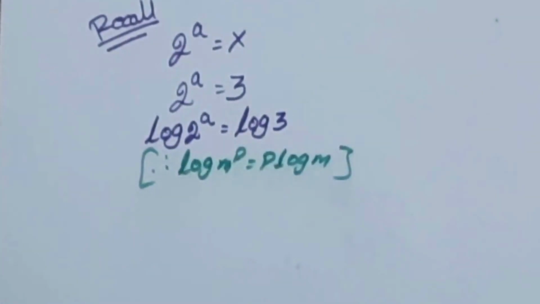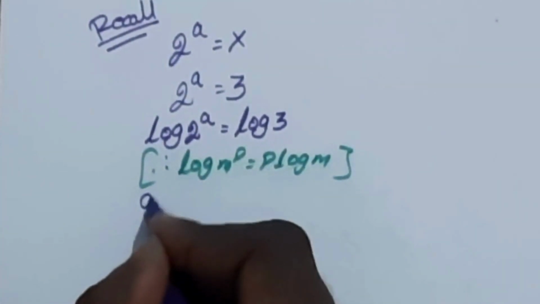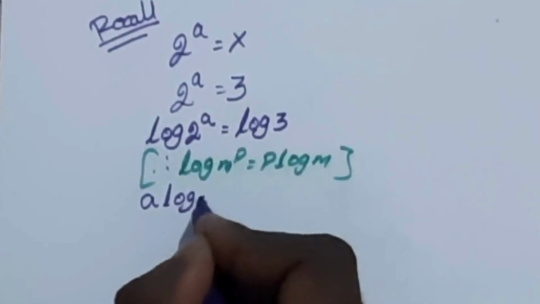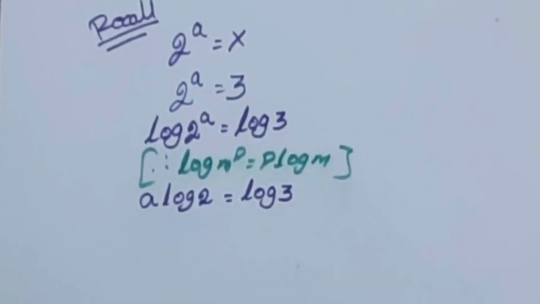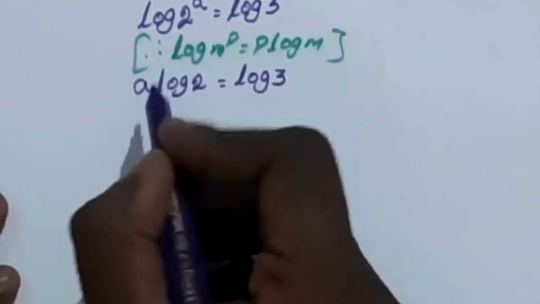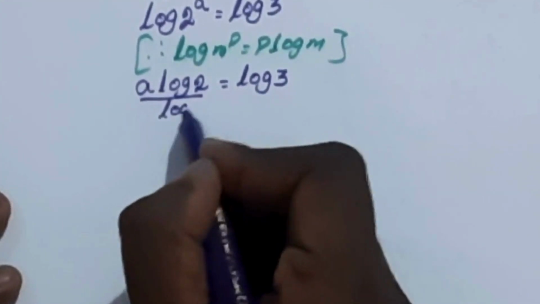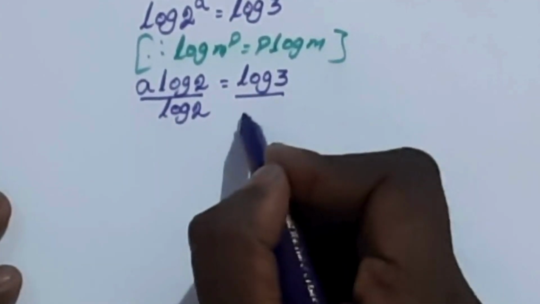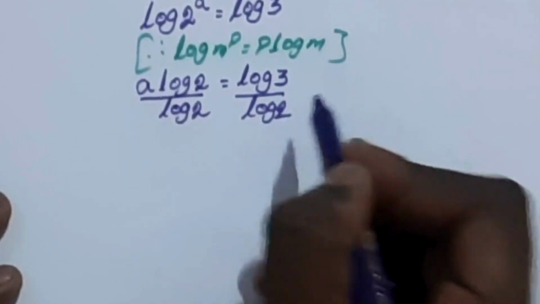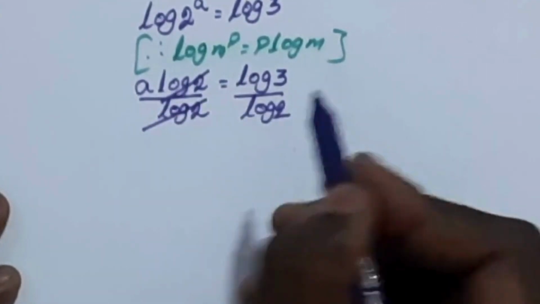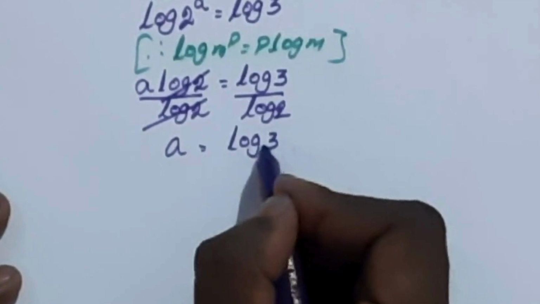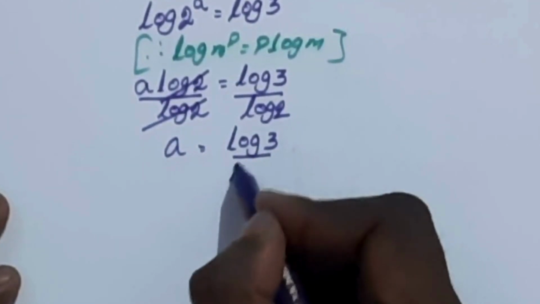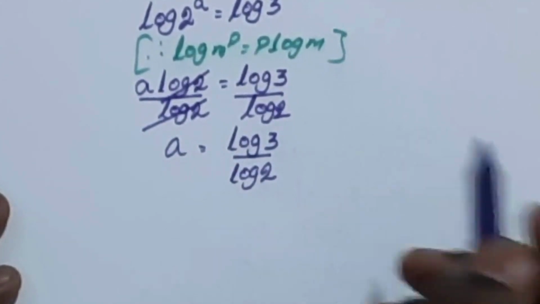So we'll get a log 2 = log 3. Now we are going to divide by log 2 on both sides. Log 2 here, here log 2. Now this log 2 cancels this. So we have a = log 3 / log 2.